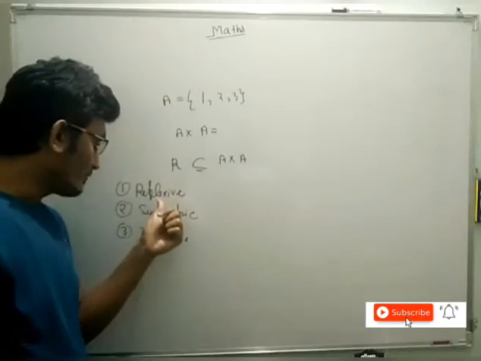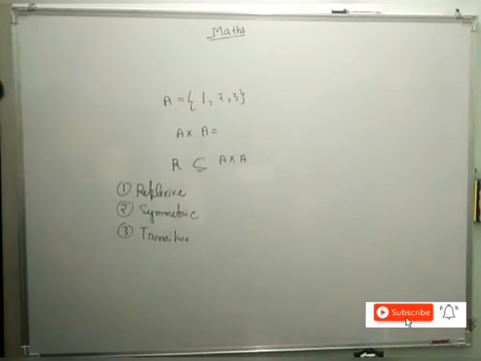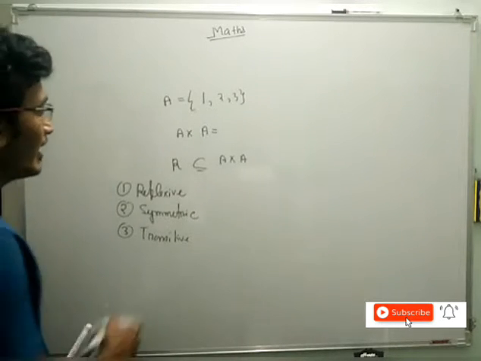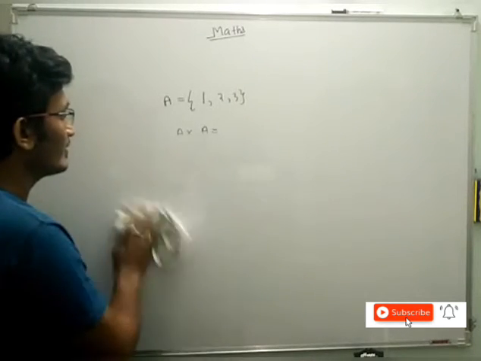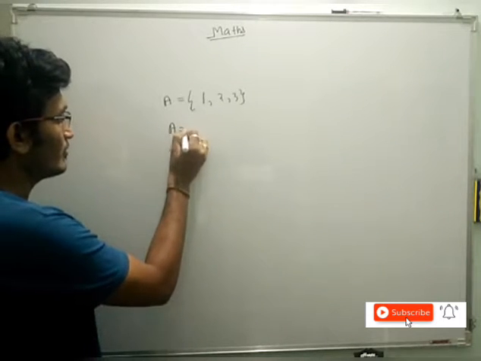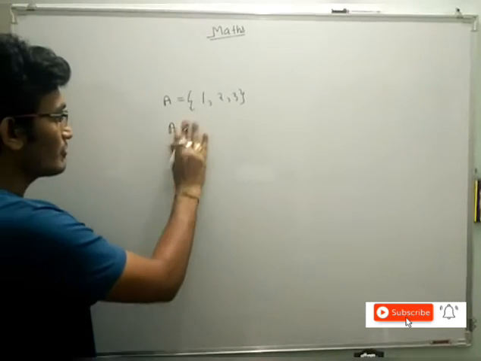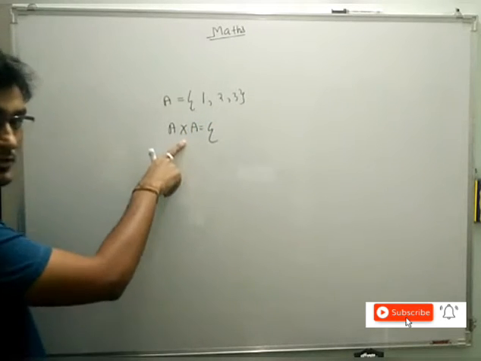First of all, the first relation is reflexive. How can you define a reflexive relation? Here, suppose A is the main set. After that, we have to find A cross A. Suppose A is {1, 2, 3}. What should be A cross A, the Cartesian product of the sets A cross A?